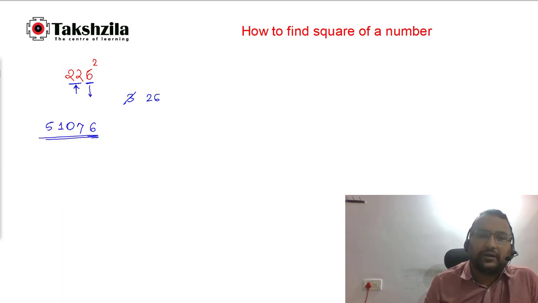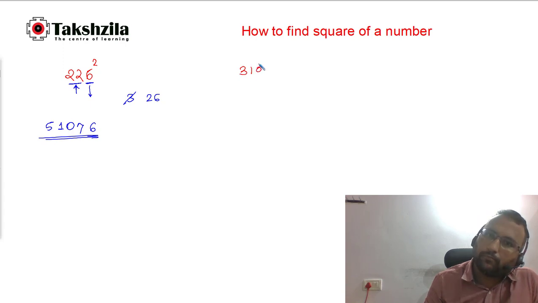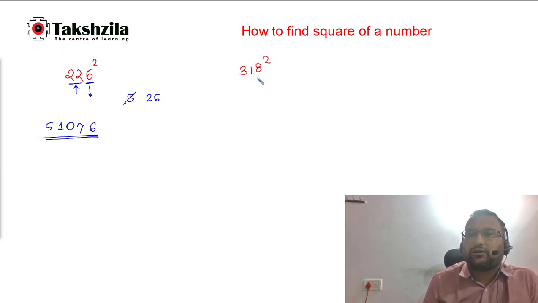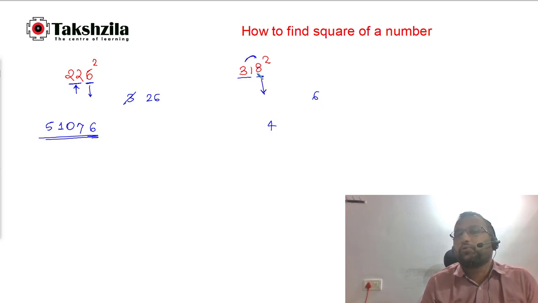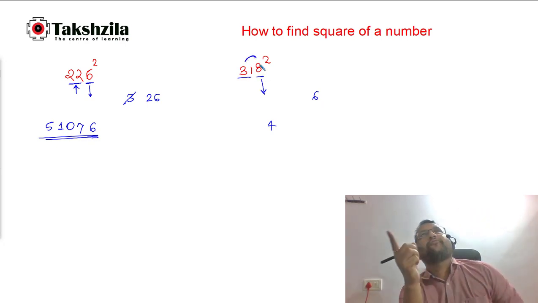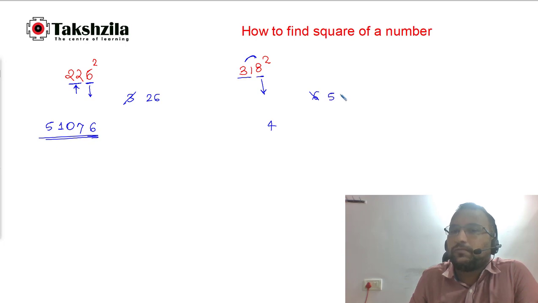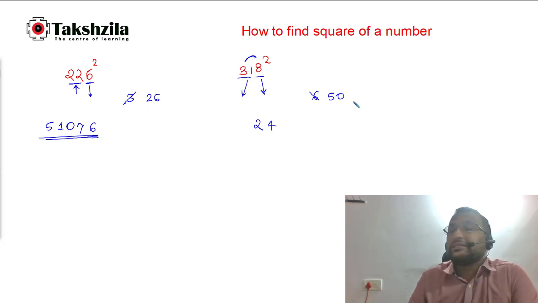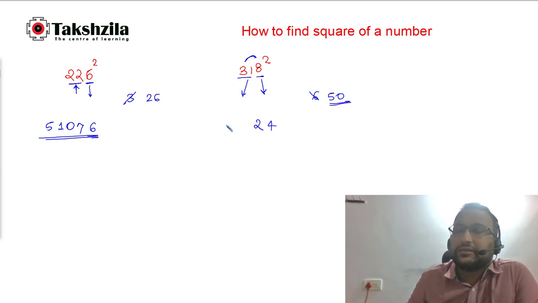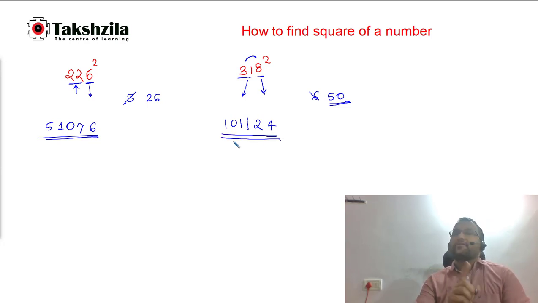Let's take one more example, 318 square. First step is to separate the unit digit 8 and then 31. 8 square is 64, write only the unit digit. 31 into 8, this multiplication is 248. Now double of 248 is 496. 496 plus 6 is 502. So write only the unit digit, 50 will become carry. 31 square is 961. 961 plus 50 is 1011. This is the square of 318.